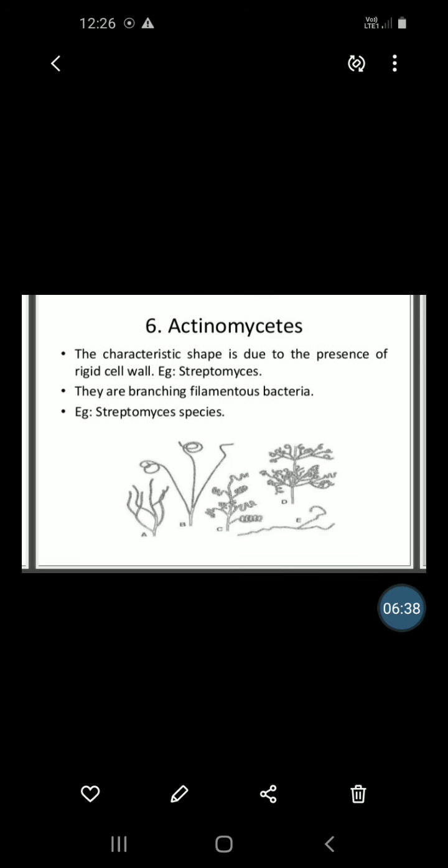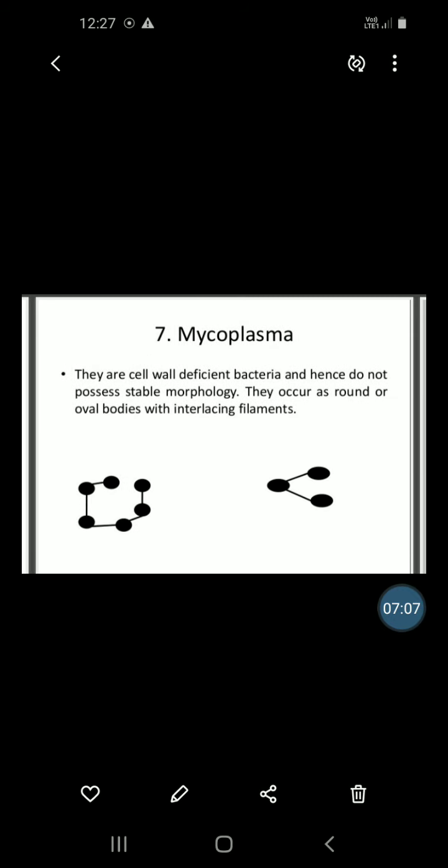Next, actinomycetes. Their characteristic shape is due to the presence of a rigid cell wall. This shape is due to the rigid cell wall. For example, Streptomyces. They are branching and filamentous bacteria. Here we can see the branches or filamentous structure. For example, Streptomyces species.